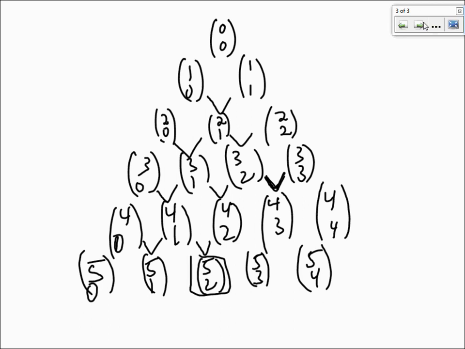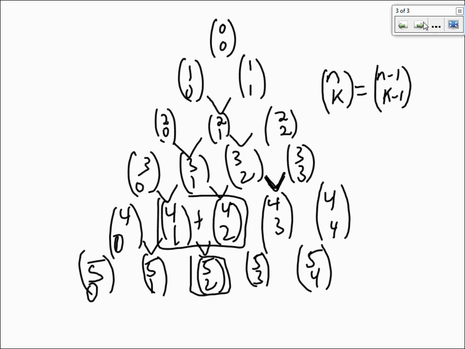For example, if I call this n choose k, it equals the sum of those two, which is n minus 1 choose k minus 1 plus n minus 1 choose k. Here we did choose the first one, and here we didn't choose the first one, or if you prefer, the 7th one. Either we do pick the 7th one, or we don't pick the 7th one.